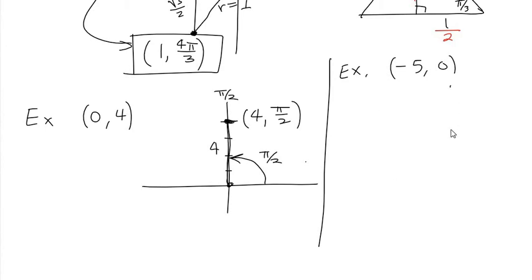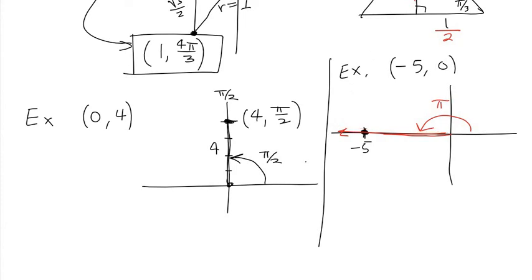Okay, so where is negative 5, 0? Well, we go 5 units to the left, and then we don't go up or down at all. All right, so here's where negative 5, 0 is in the Cartesian plane. And now how do we get to that in polar terms? Well, what angle does it lie on? It lies on this angle that has its terminal side going straight out to the left. So that's pi, isn't it? Pi is the angle whose terminal side points straight out to the left.